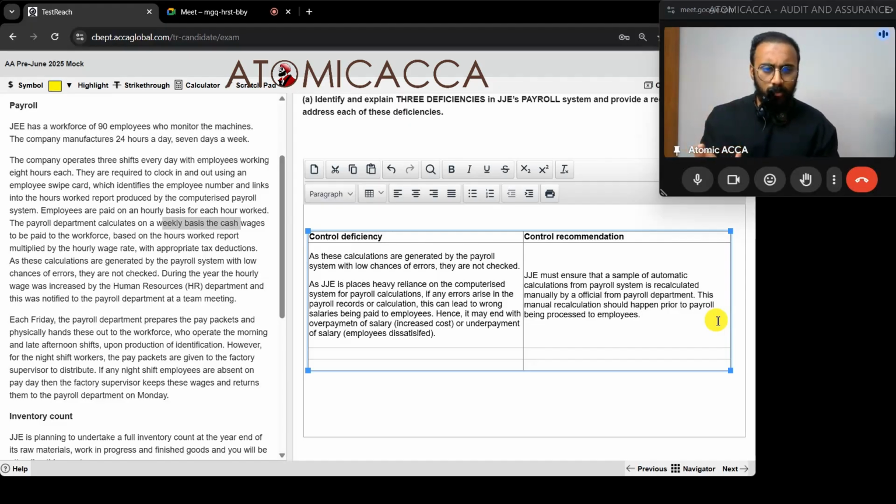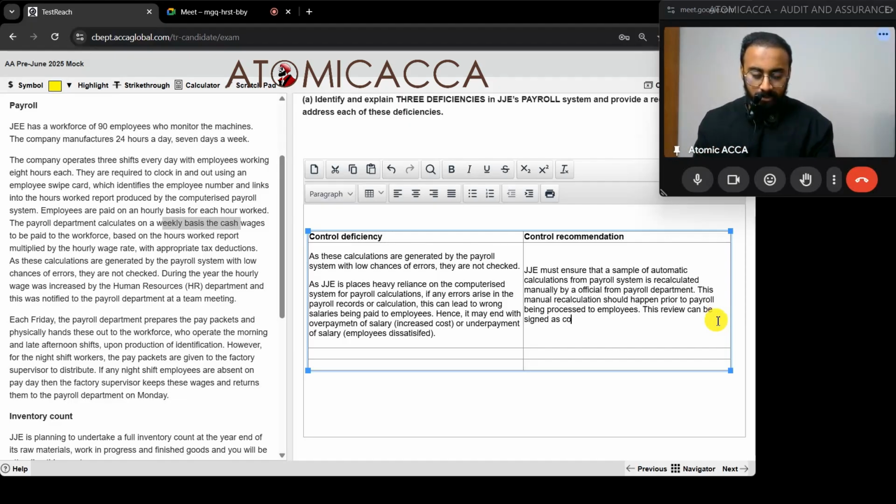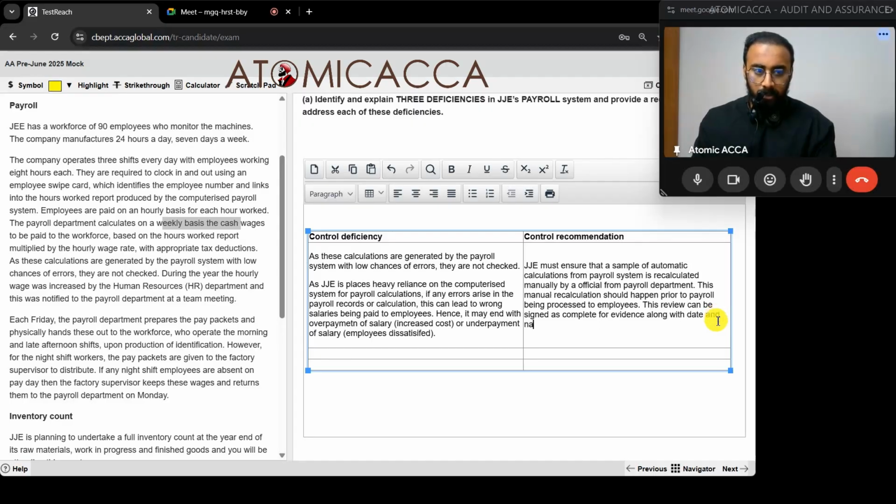But one more thing you can do is, whenever this recalculation or some review is being done by someone, it's always good to state that, okay, I have reviewed this. How can they state that this review is complete? By putting a signature and a date of when this review is done. So this review can be signed as complete for evidence, along with date of review. So it's understood that this review is done before the payroll is processed. So it is easier for cross referring.